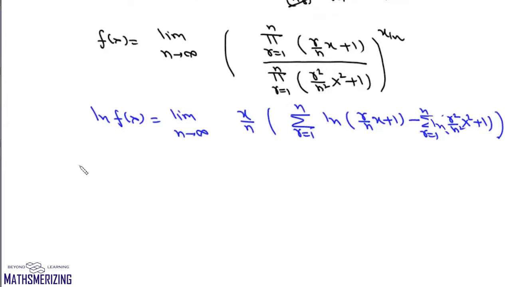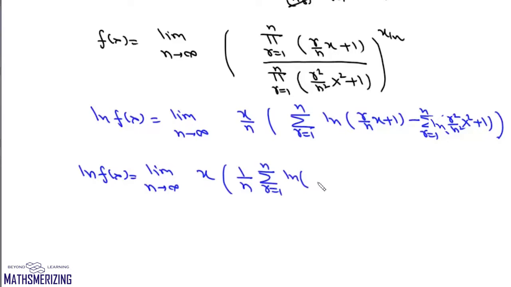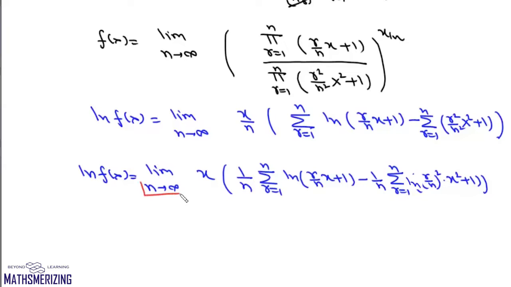Now we can rewrite this as log f(x), and it will be this limit as n tends to infinity of x into, and this is 1/n, this summation, r varies from 1 to n, of log(r/n x + 1), minus 1/n, this summation, r varies from 1 to n, of (r/n)² into x² + 1. Now this is the limit of a sum. So we have all the three conditions present here.